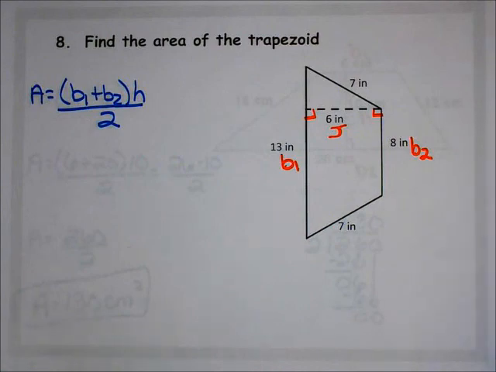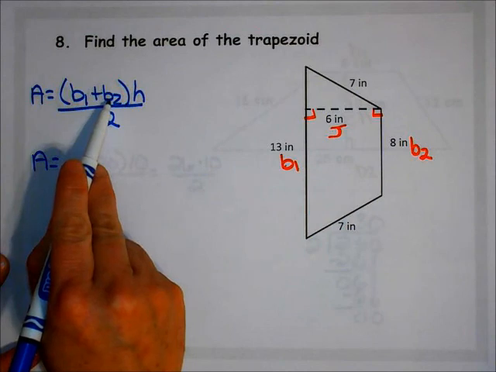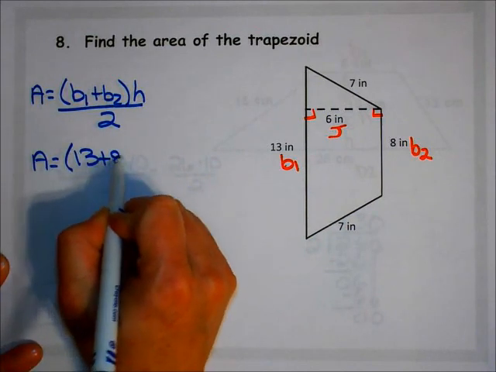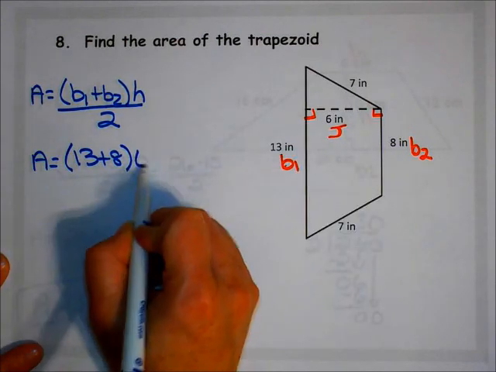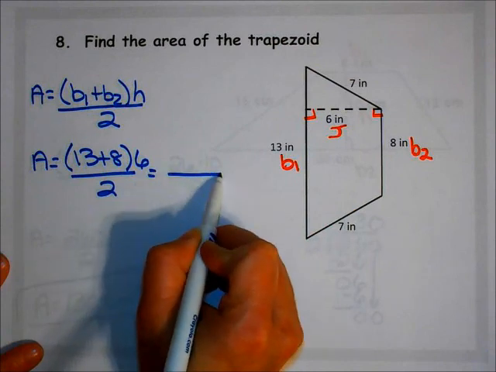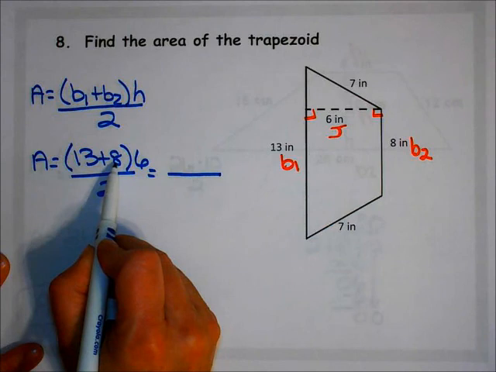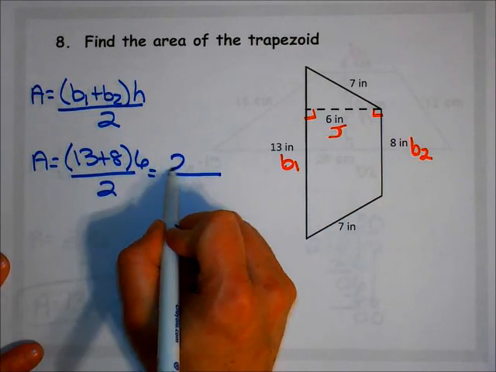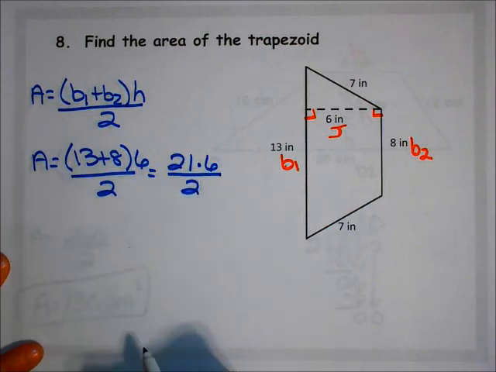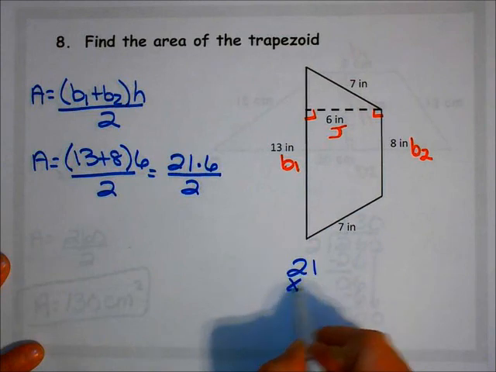Okay, let's check your work. When you plugged into your formula, in parentheses, base 1 plus base 2, you should have had 13 plus 8 times the height is 6 and divided by 2. Aunt Sally tells me to do parentheses first and add. So 13 plus 8 is 21 times the 6 divided by 2. You should have multiplied next. 21 times 6.